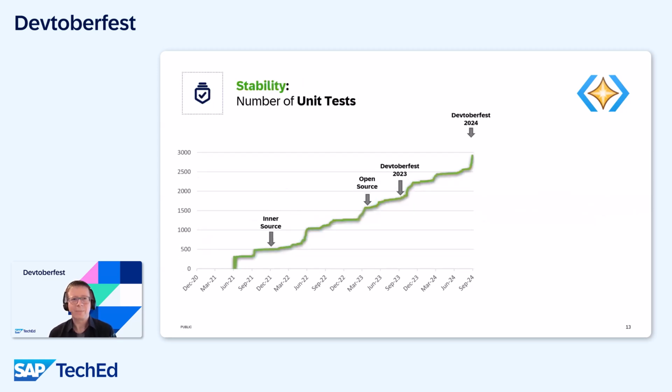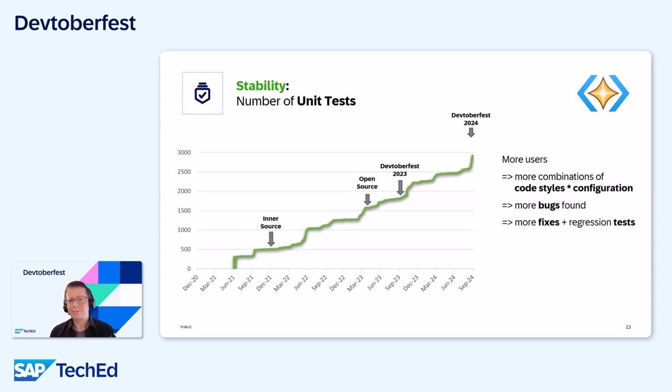And what also has happened is the number of unit tests had significantly grown. So we are close to 3,000 now. That's also obviously an effect of open sourcing ABAP Cleaner. More users means that you have more people configuring ABAP Cleaner differently and also applying that to different code styles. That led to more bugs found, and then to more fixes and regression tests. And ultimately, of course, that benefits our stability.